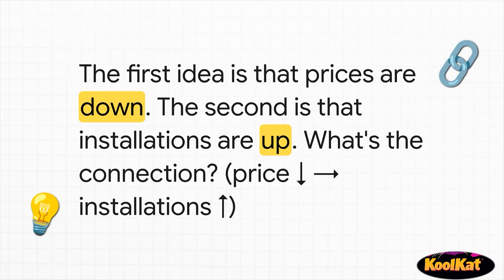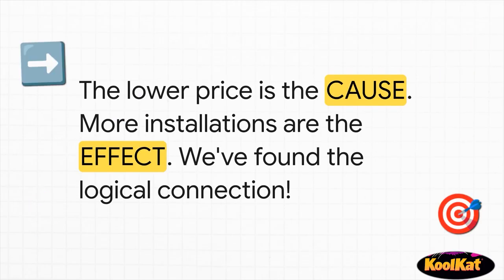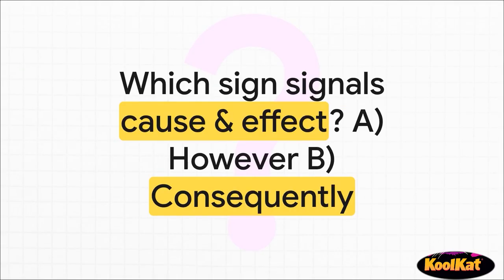The first part says, the price of solar panels is down. The second part says, more people are installing them. So, what's the logical connection between those two things? Ah, there it is. The lower price is the cause, and the fact that more people are installing them, that's the effect. So we've found our relationship. It's cause and effect. See? Simple enough, right?